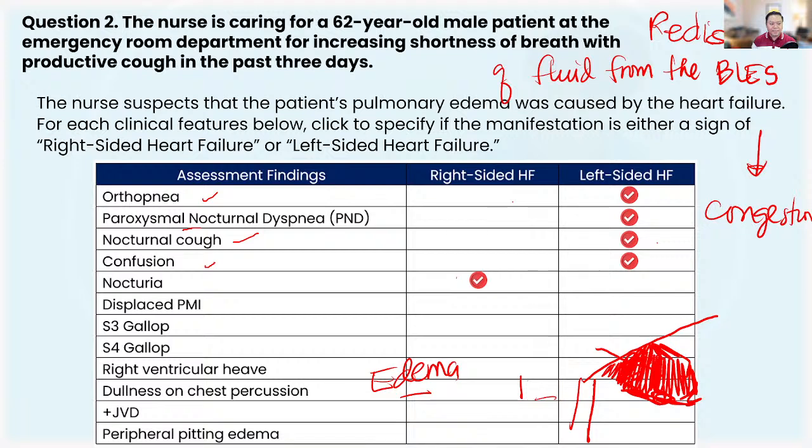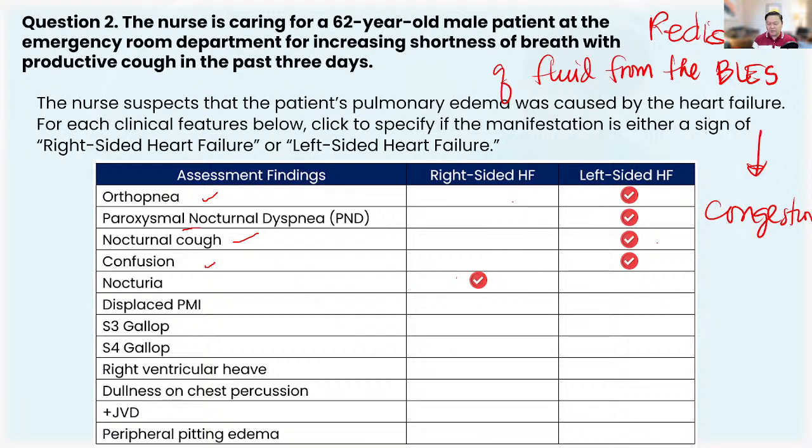Displaced PMI. What is the PMI? I hope that you still recall the fundamentals of our cardiovascular system. What is the PMI? That pertains to the point of maximum impulse. This is where you're supposed to be assessing the apical rate. You can accurately assess the apical heart rate in this part of your intercostal space, usually between the fourth and the fifth intercostal space. That is the normal.